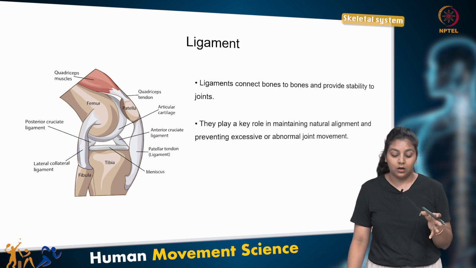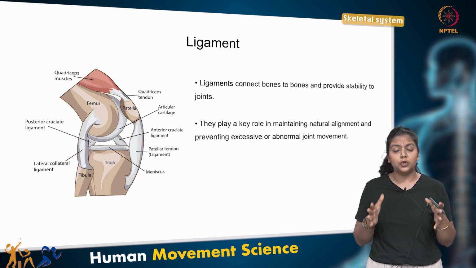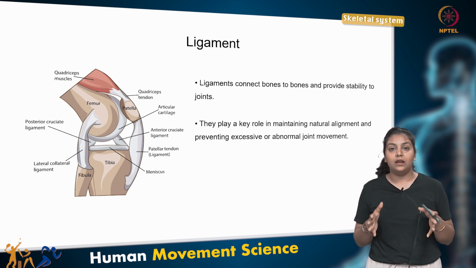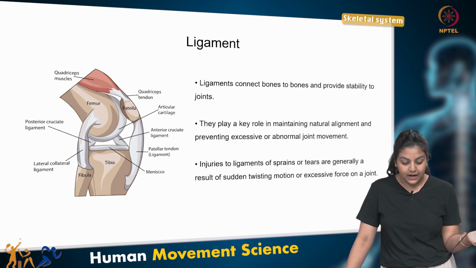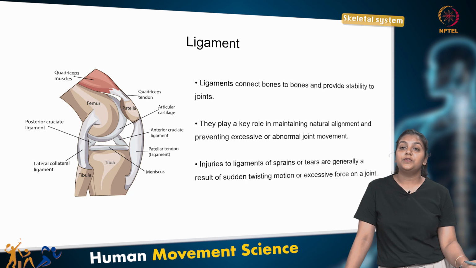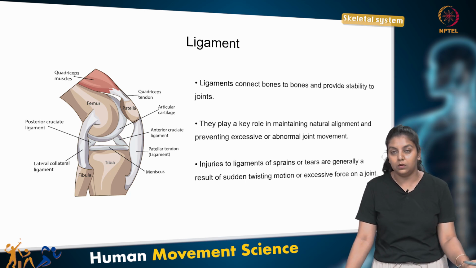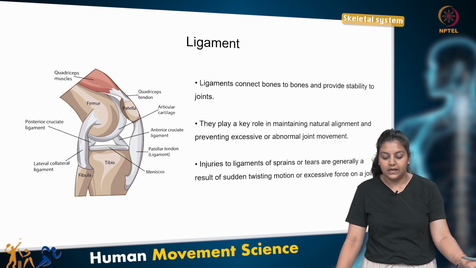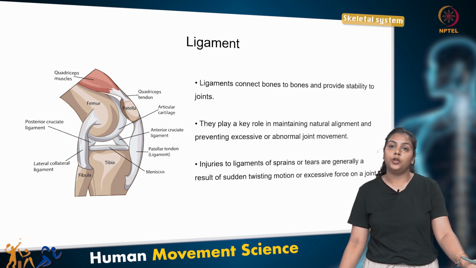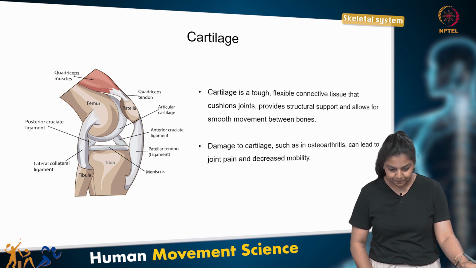that is connecting this small bone, the patella, to the tibia. It's very important that your ligaments help your knee maintain a natural alignment and prevent excessive and abnormal joint movement. Injuries to the ligaments, like sprains or tears, are generally a result of sudden twisting motion or excessive force on the joint. In sports like soccer and basketball, ACL injuries are quite common. We will be looking at the injury mechanics in the following modules, but remember that sprains and tears of the ligament are due to sudden twisting motion or excessive force on the knee joint.